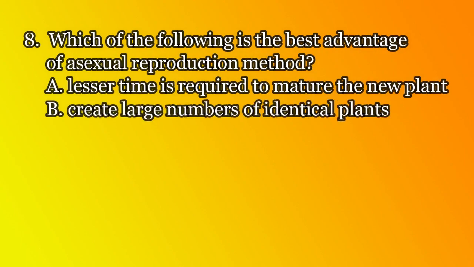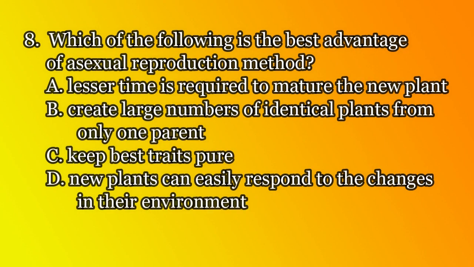Number 8. Which of the following is the best economic advantage of asexual reproduction method? A. Lesser time is required to mature the new plant. Letter B. Create large numbers of identical plants from only one parent. Letter C. Keep best traits pure. And letter D. New plants can easily respond to the changes in their environment.